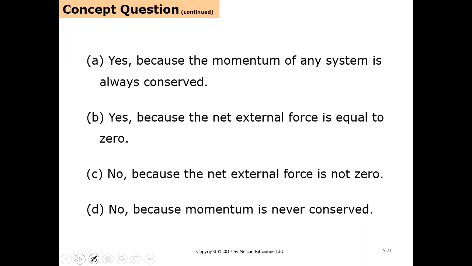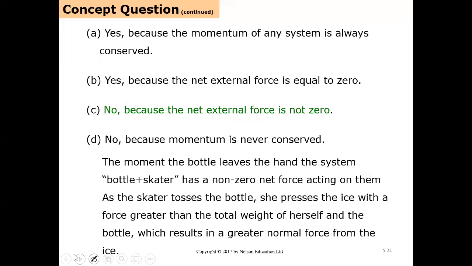Okay, but let me go through the other answers as well. C, no, because the net external force is not zero. So it could be either B or C. I know it is C, but we have to explain that. Anyway, let me look at choice D. No, because the momentum is never conserved. I mean, there are times when the momentum is conserved, right? So that is why we cannot choose D. So it's either B or C. It is actually C. This is the explanation.